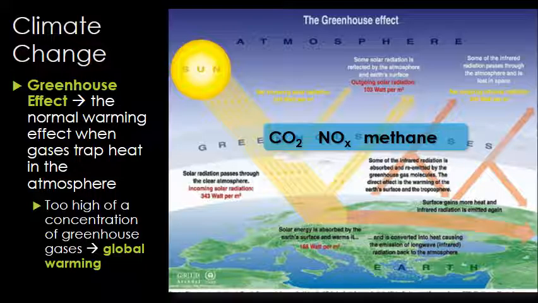But if you put too much of those into the atmosphere, then you're going to hold on to too much heat, and you're going to end up with global warming, where the temperatures of the planet are increasing on a global scale. That can have effects on the range of species, migratory patterns, all sorts of different things, including increased storms, as we're beginning to see in today's society.